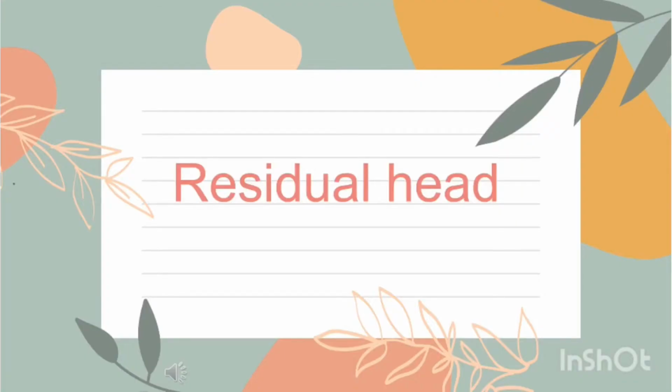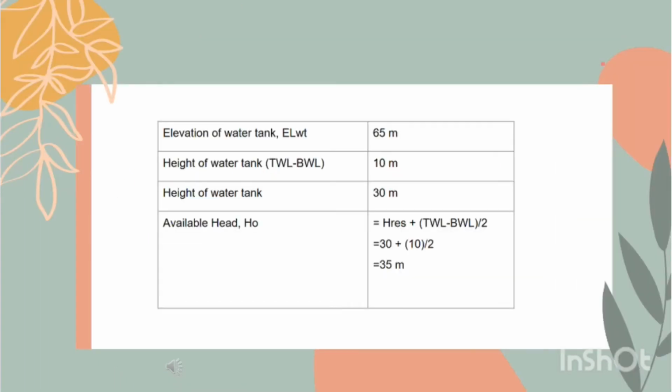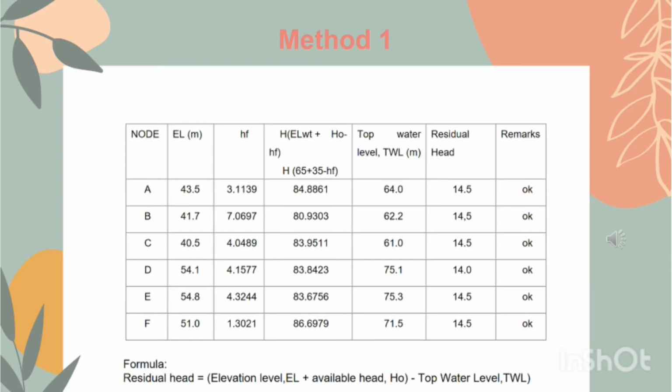Now we're moving to residual head. Here, the elevation of the water tank is 65 meters. The height of the water tank, which is top water level minus bottom water level, we got as 10 meters. The height of the water tank is 30 meters and the available head, H node, is 35 meters. In order to find the residual head, we have 2 methods.